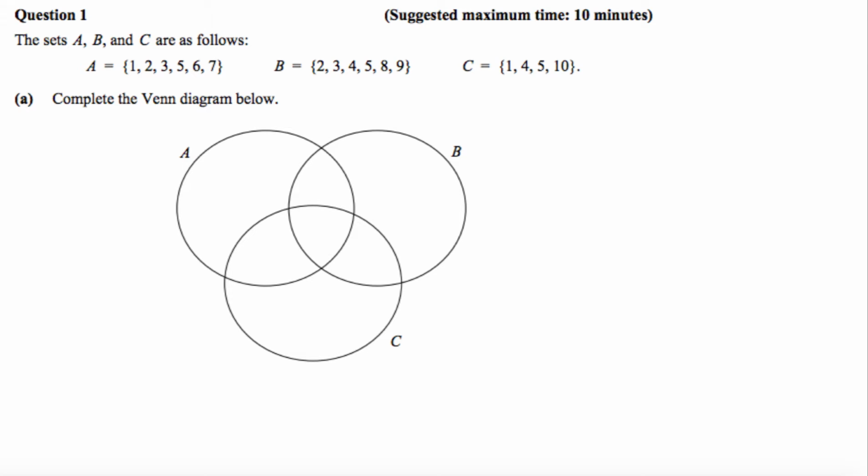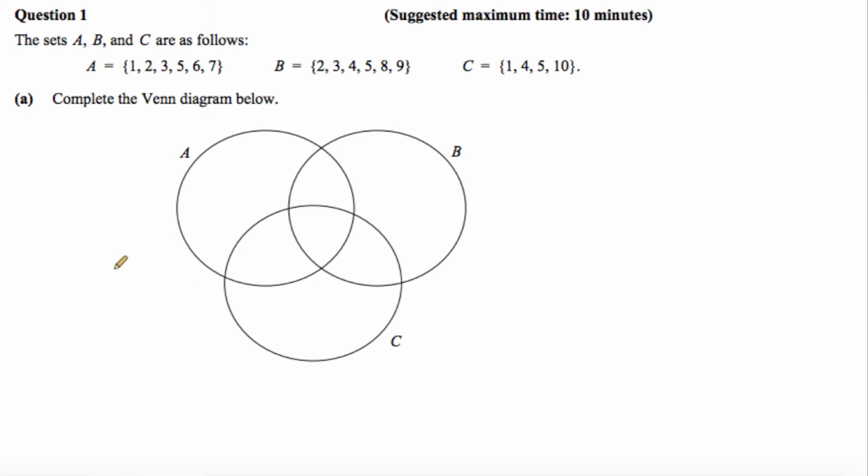So this is the 2015 Junior Cert Higher Level Paper 1, and we're looking at question number 1. The sets A, B and C are as follows. Set A is 1, 2, 3, 5, 6, 7. Set B is 2, 3, 4, 5, 8, 9. And set C is 1, 4, 5 and 10. Part A says complete the Venn diagram below.